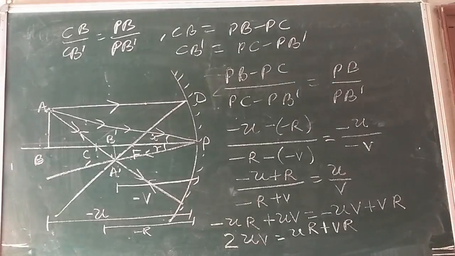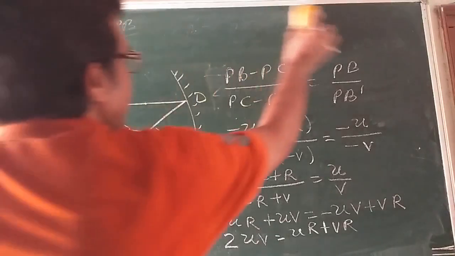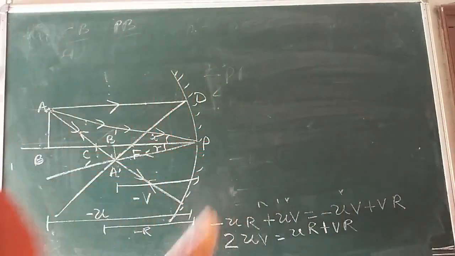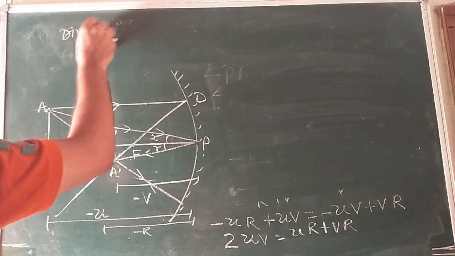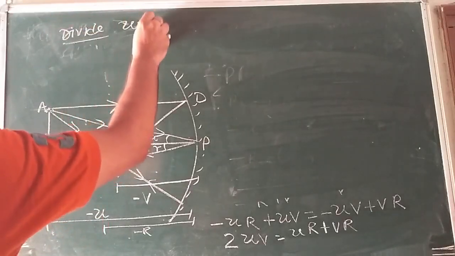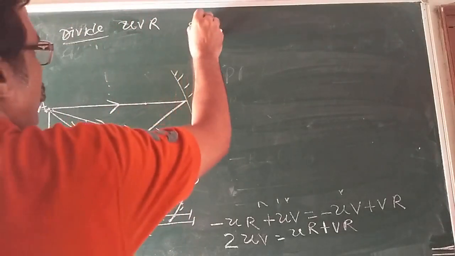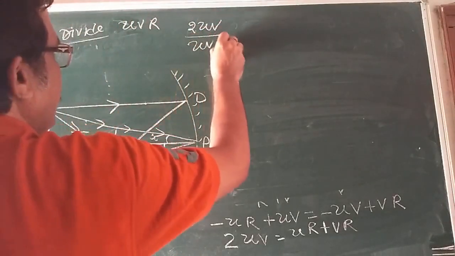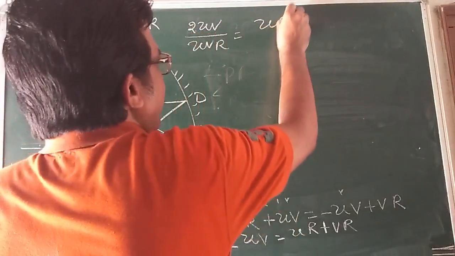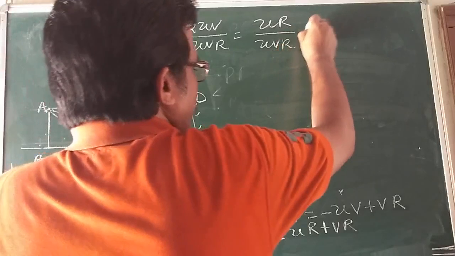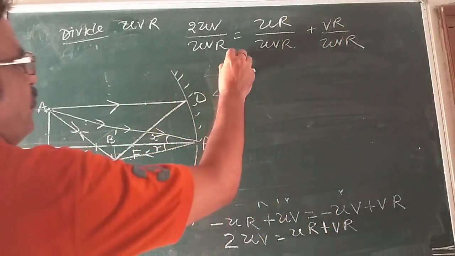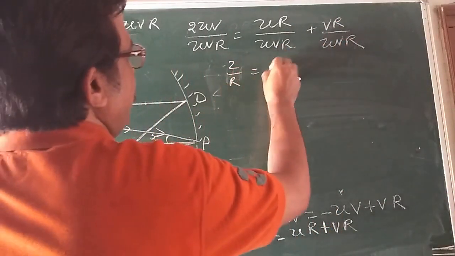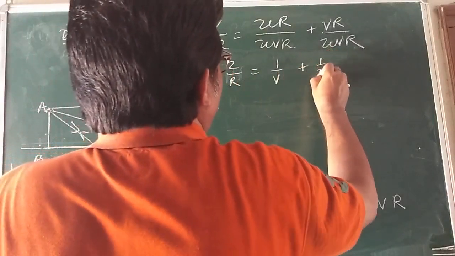Now divide the whole equation. Again we can see, divide both the sides by uvr. So twice of uv divided by uvr is equal to ur divided by uvr plus vr divided by uvr. Here we are getting 2 by r. Here is 1 by v and here is 1 by u.